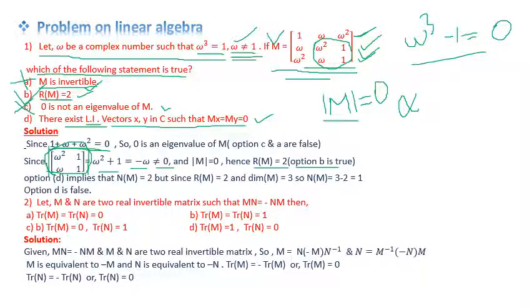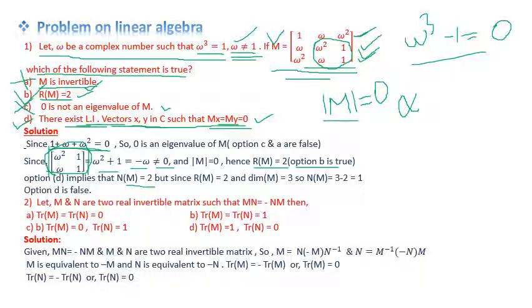Why is it wrong? Suppose I consider that this option D is true, right? Then there exist two linearly independent vectors x, y, and z such that Mx equals My equals 0. This actually tells us that the nullity of the matrix M equals 2, right? So this x and y belong to the null space of the matrix. Therefore the nullity of this matrix equals 2.